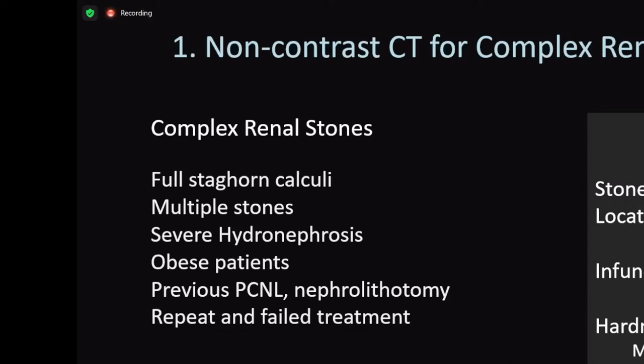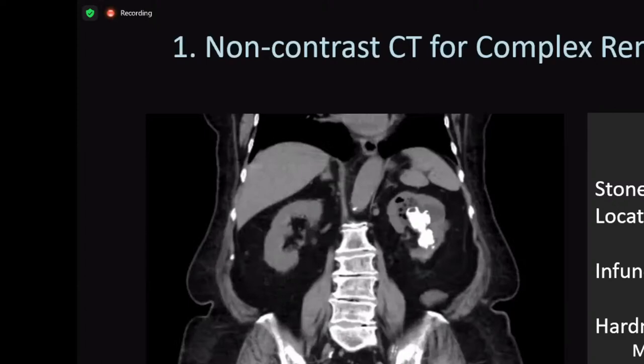So for RIRS, some parameters indicate difficulty. The first is stone size more than 25 millimeters, or stone location in the lower pole, or a narrow infundibulopelvic angle, especially with a lower pole stone, or a hard stone. The CT Hounsfield unit greater than 1,000, or some anatomical anomalies like a duplicated system, hydronephrosis, or horseshoe kidney. They will change the strategy for how we deal with stones.